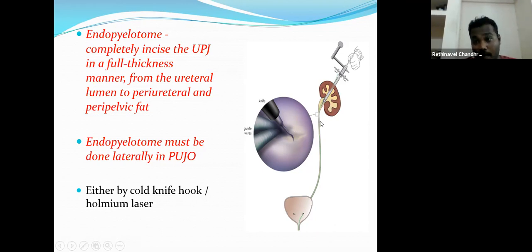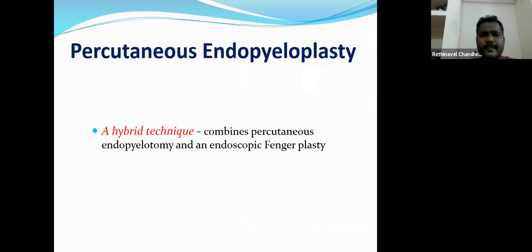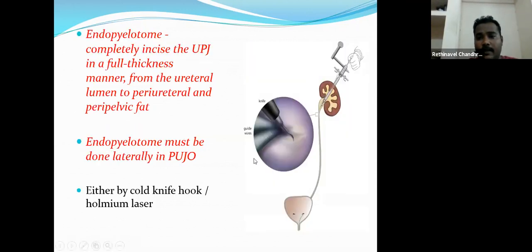So always the endopyelotomy should be on the lateral part of the ureter, and it should be full thickness. You should cut the mucosa and all the layers of muscle such that the outer peripelvic fat is seen. It can be cut either with a cold knife without an energy source, or using a laser also. This endopyelotomy can be done either antegrade, which is where we approach from the kidney, or retrograde, which is nothing but approaching from the bladder.